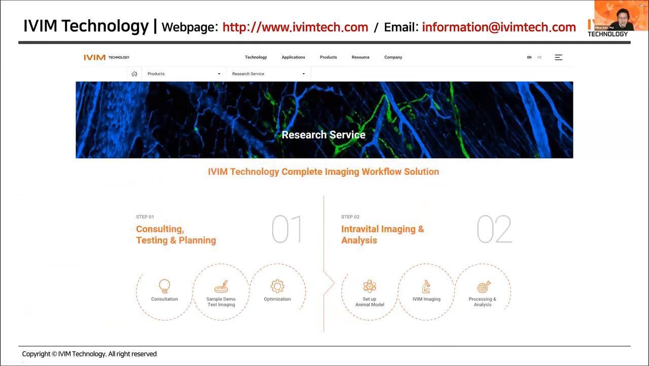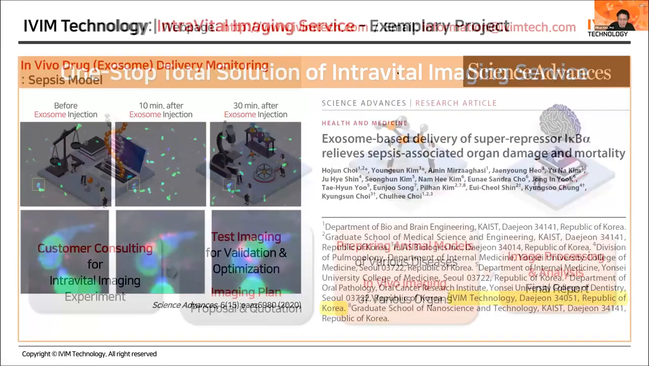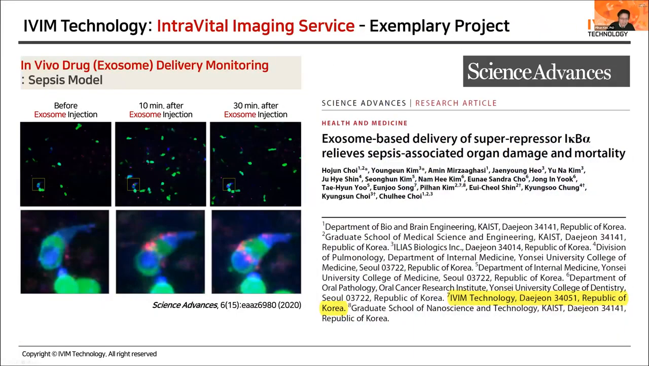And we also provide a research service because we have our in-house animal facility and in-house lab. So if needed, we can test your material or your disease model. We provide the imaging plan and do the test imaging. And in our in-house lab, we perform all the animal experiments together with the in vivo imaging and provide a report. And this was one exemplary project published in Science Advances in 2020.